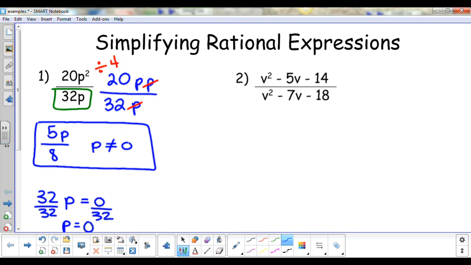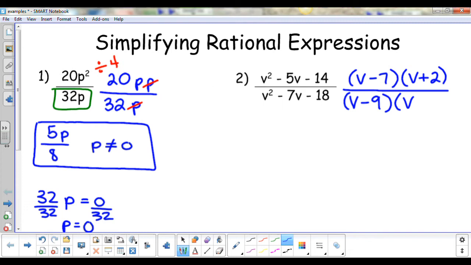So in number 2, I have two trinomials on the top and bottom, so both of those expressions are going to be factored using the British method or the box method. My numerator gets factored to give me v minus 7 and v plus 2, and my denominator gets factored to give me v minus 9 and v plus 2. The factor they share is v plus 2, so that's going to cancel out, leaving me a v subtract 7 and a v subtract 9.